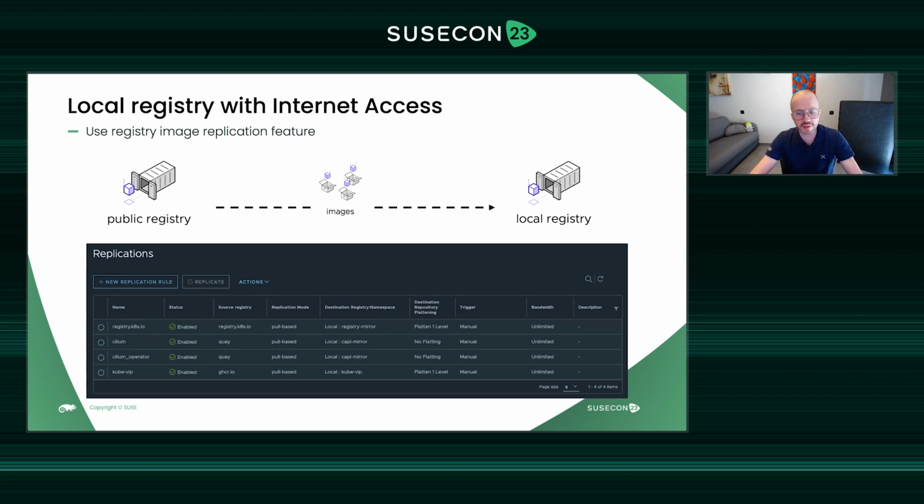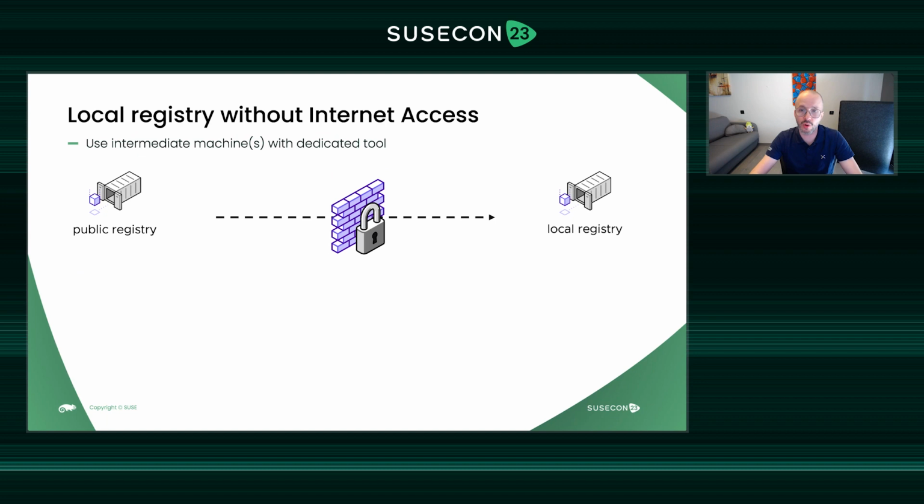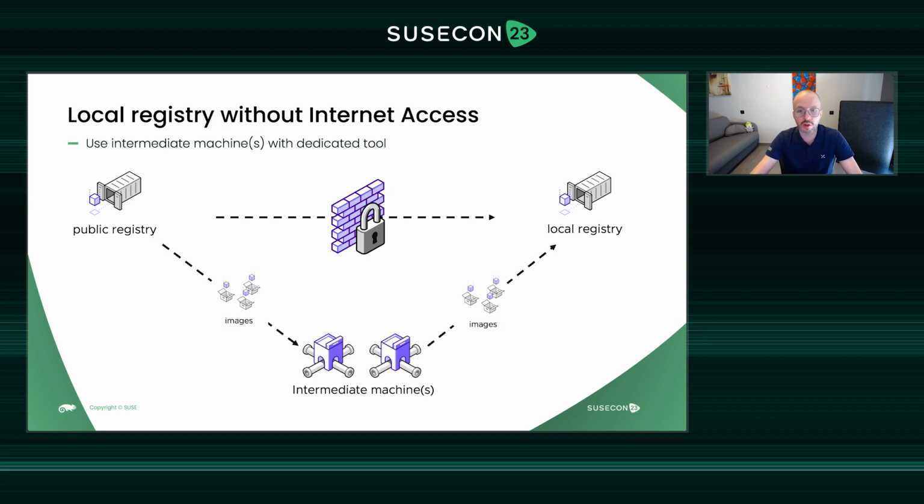But sometimes it's a little bit more complex because your local registry doesn't have access to the internet at all. So in this case, we need to use an intermediate machine with some dedicated tool to get images from the internet and store them inside the local registry.